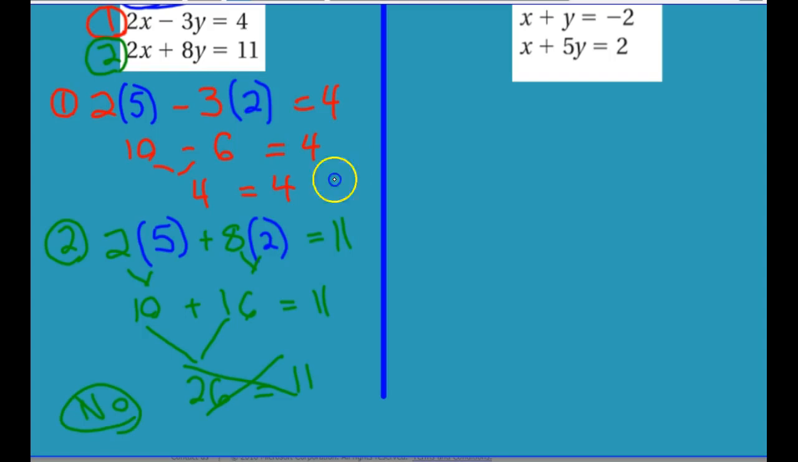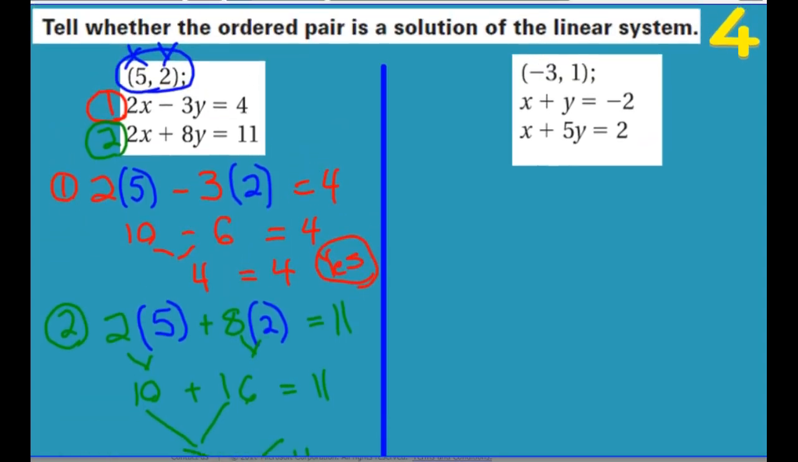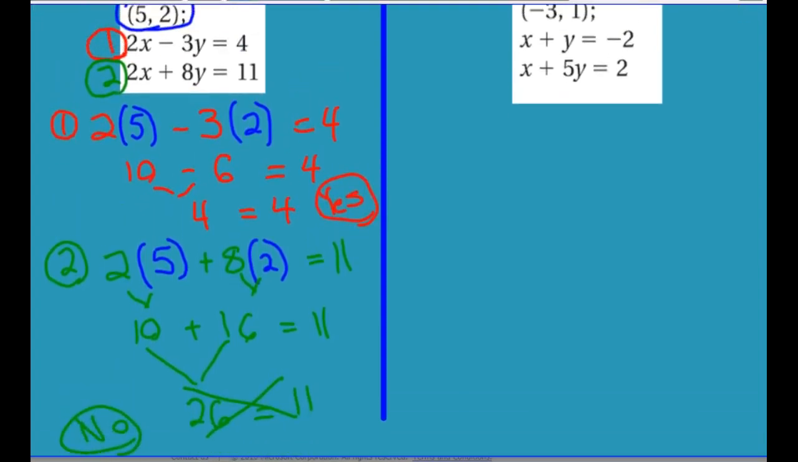This one, of course, was yes, because it worked. So this ordered pair, 5, 2, is not a solution to this linear system because it doesn't work for both. It works for one, but it doesn't work for the second. So it's not a solution.